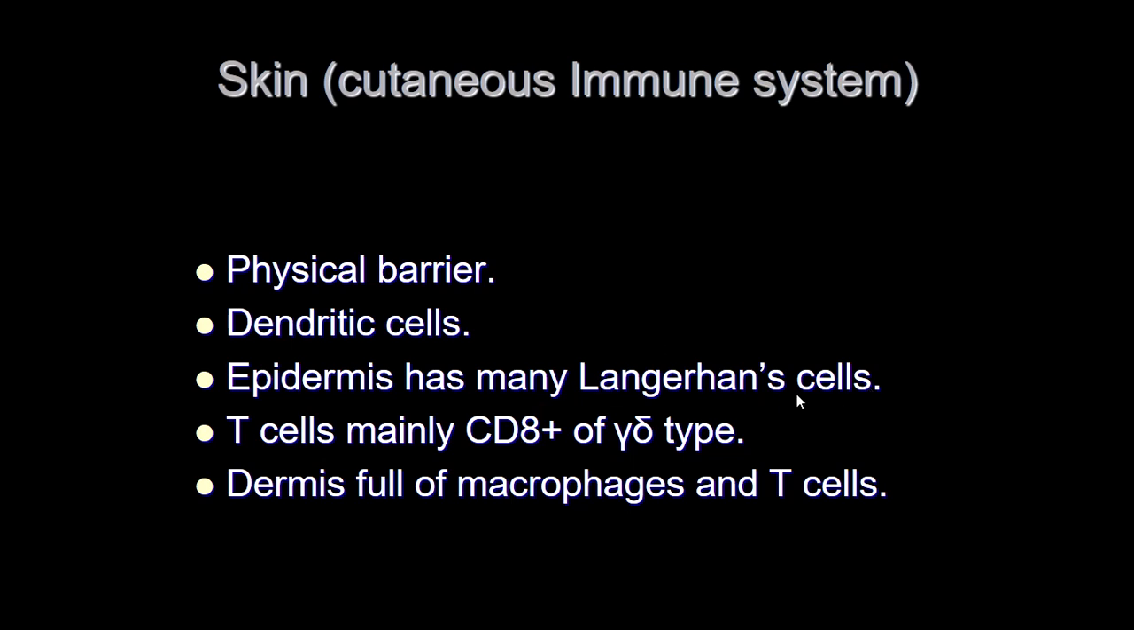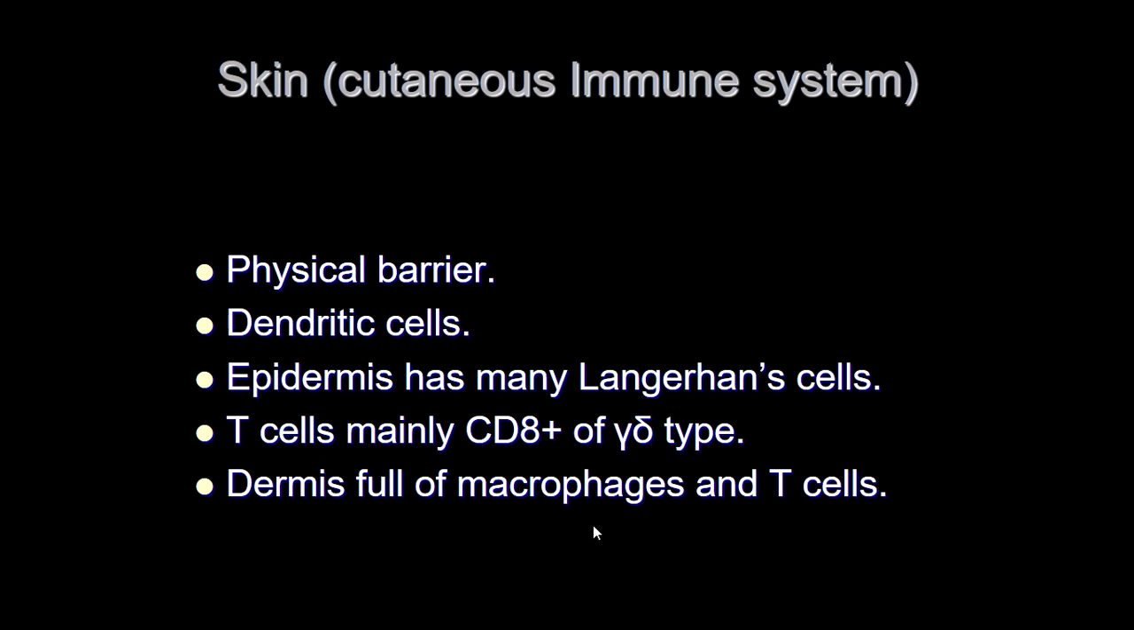They contain many macrophages, which we call Langerhans cells, for antigen presentation. So when we do skin testing, those are the Langerhans cells that play a role in the antigen presentation. The T cells that are present in the skin are mainly of the gamma delta type, so they can have immune suppression and tolerance, so that they will not respond to many antigens that are not needed.